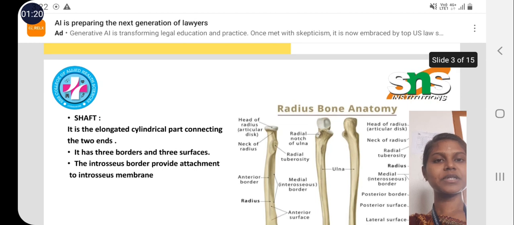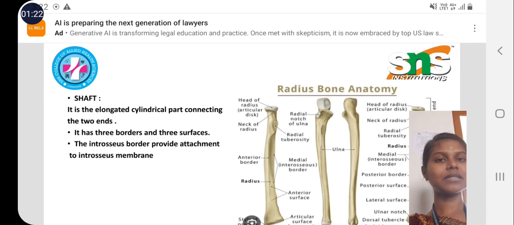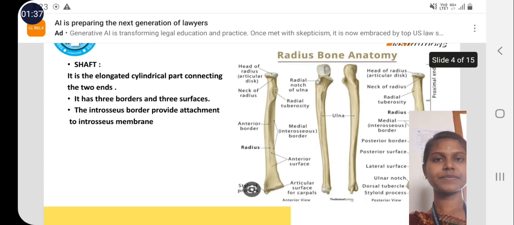Moving on to shaft, it is the elongated cylindrical part connecting the two ends. It has three borders and three surfaces, namely interosseous border, anterior and posterior border, and surfaces of interosseous membrane, anterior and posterior surfaces.